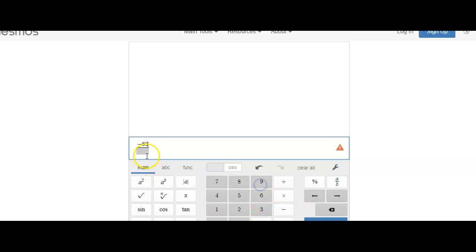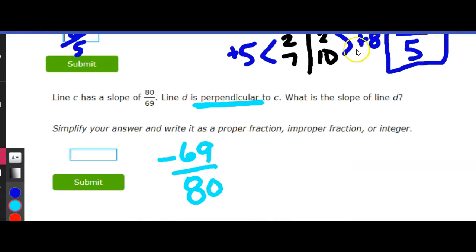Negative 69 over 80. You just want to make sure it is simplified, but I don't want a decimal. I just want it simplified. And it is simplified. Negative 69 over 80 is the answer. So negative 69 over 80, and I press submit.